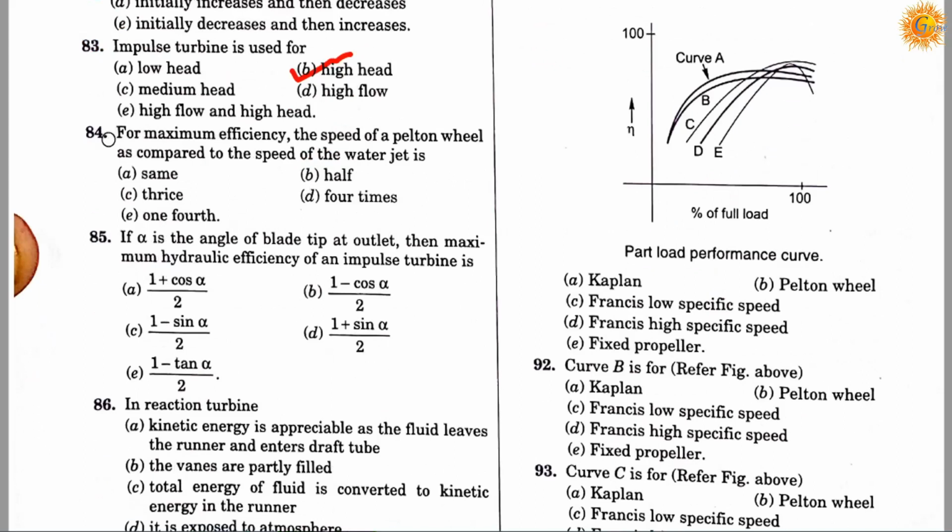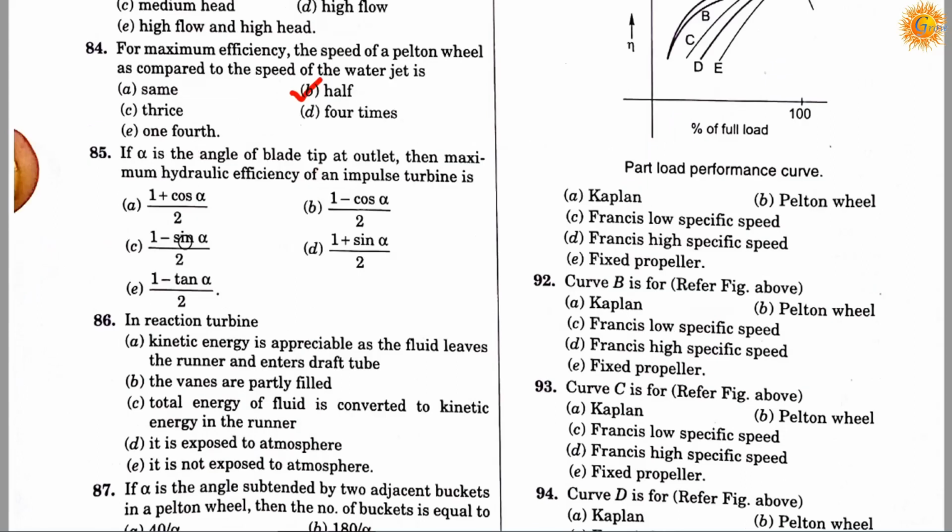Question number 84. For maximum efficiency, the speed of a Pelton wheel as compared to the speed of the water jet is option A is the same, option B is half, option C is thrice, option D is 4 times, and option E is 1/4. Correct answer is B. It will be half. It means for maximum efficiency, the speed of the Pelton wheel as compared to the speed of the water jet will be half.